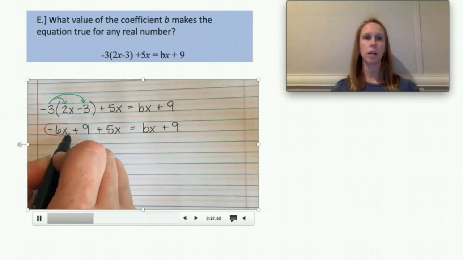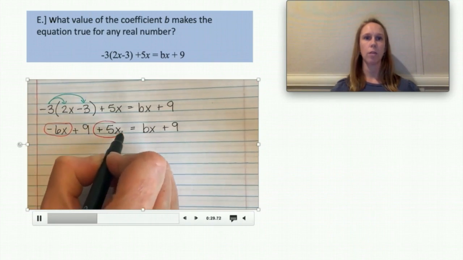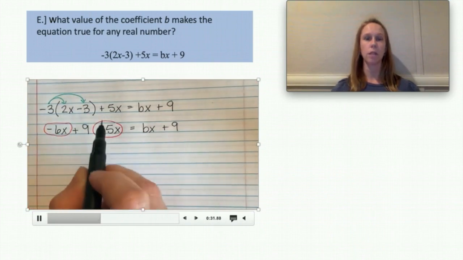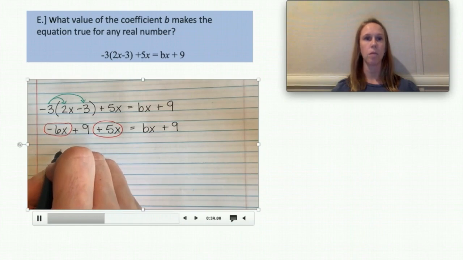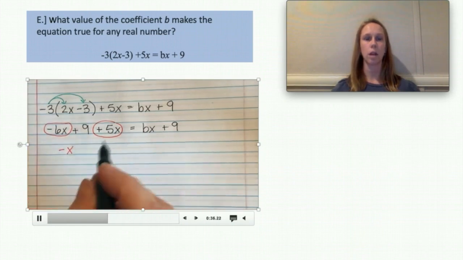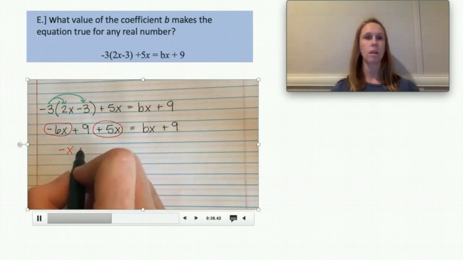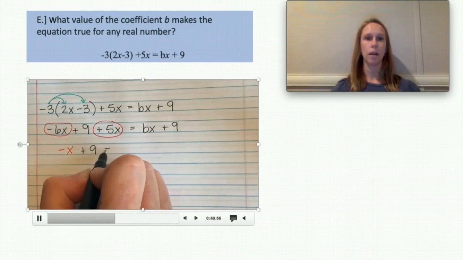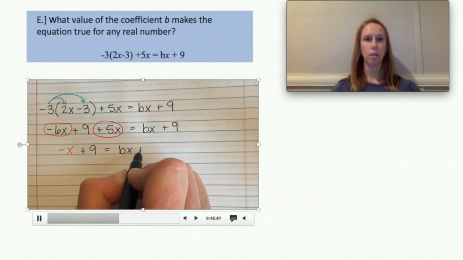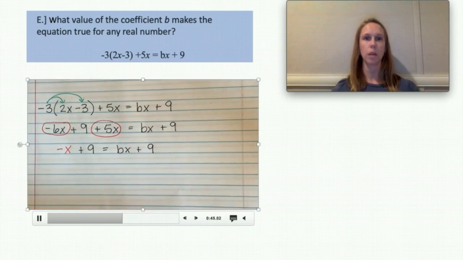So I'm going to put negative 6x together with positive 5x, and negative 6 plus positive 5 is negative 1x. And I didn't write the 1. You can. And then I'm going to bring down the plus 9. And then I'm going to write the other expression in my equation, which is bx plus 9.